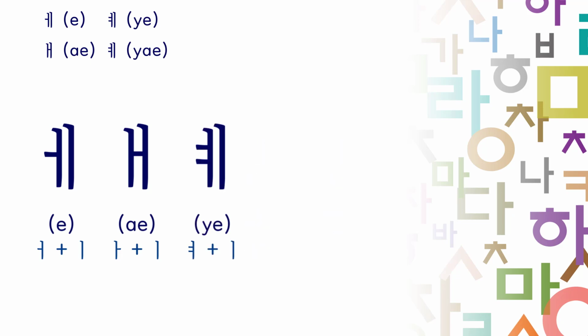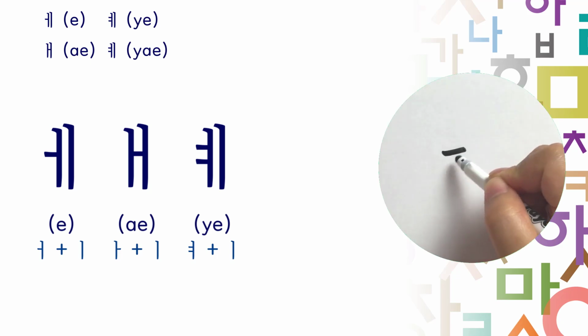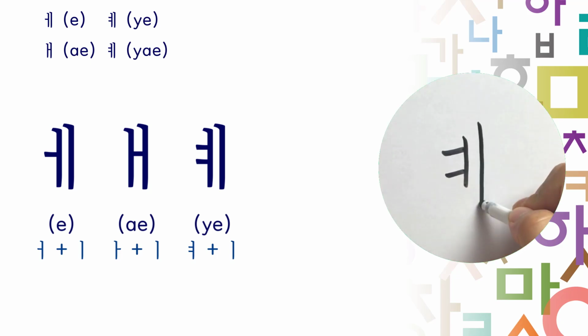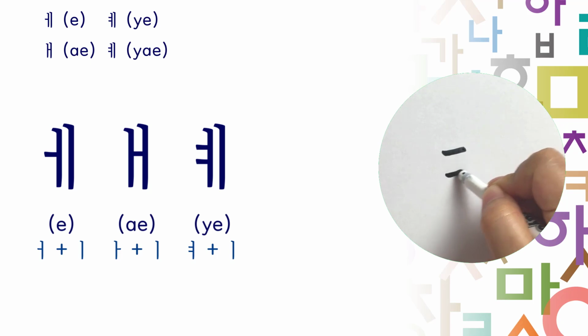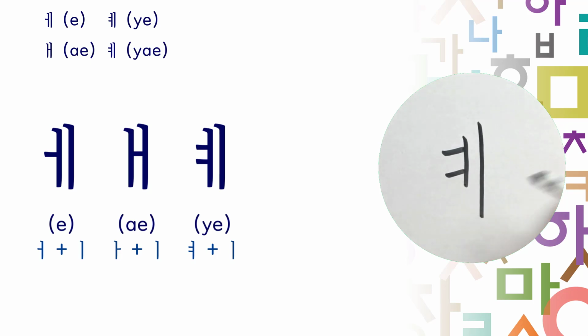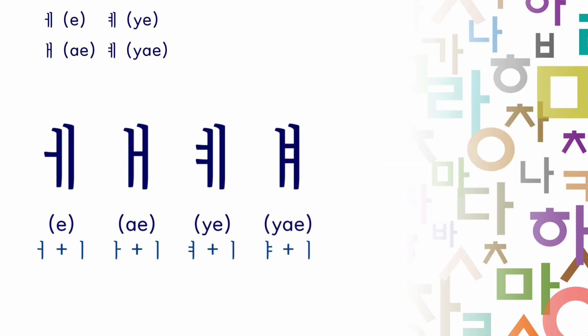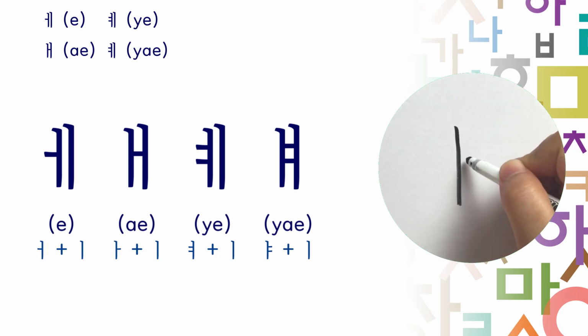Then we have the Y-glide vowels. And first, this is yeah. And this combines ya and e. And it's written like this. And then we have yeah. And this combines ya and e. And it's written like this.